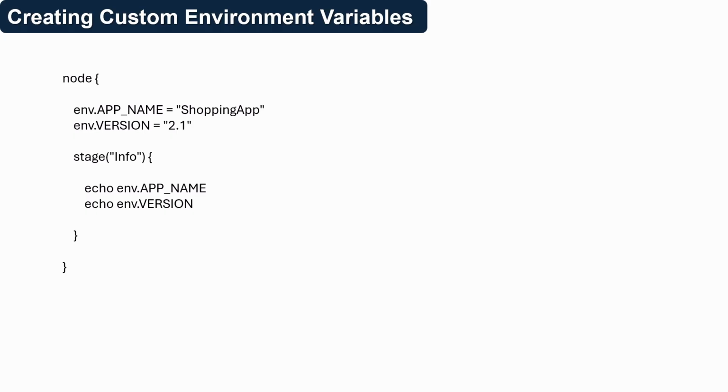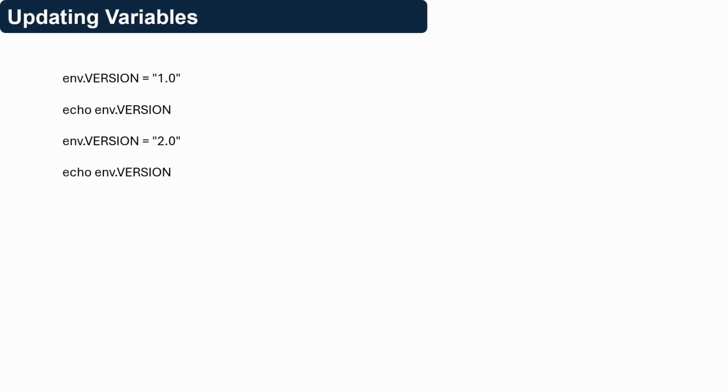Updating variables. Unlike constants, environment variables can also be updated during the pipeline execution. Initially, version contains 1.0. Later, we assigned it a new value of 2. Next time we print the variable, Jenkins displayed the updated value. So this becomes useful when one stage generates information such as version number, artifact name, or Docker image tag that later stages need to use.